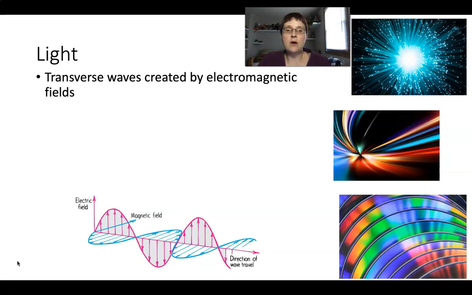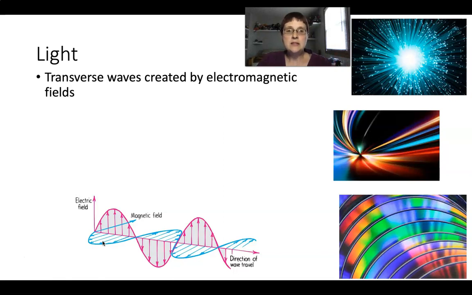At the base of all of it, it is transverse waves. So remember, those are the waves that go up and down as they go forward. And they are created by electromagnetic fields. So we've talked about electricity in the past. And so electricity is electric fields caused by charges, and magnetic fields are just created by magnets.